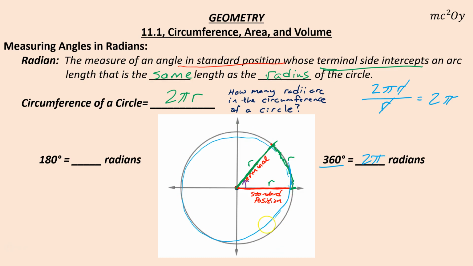If you don't believe me, try it. Take a circle, cut it out, and, you know, measure your radius and try to lay it along the edge. You'll get just over 6 of them.